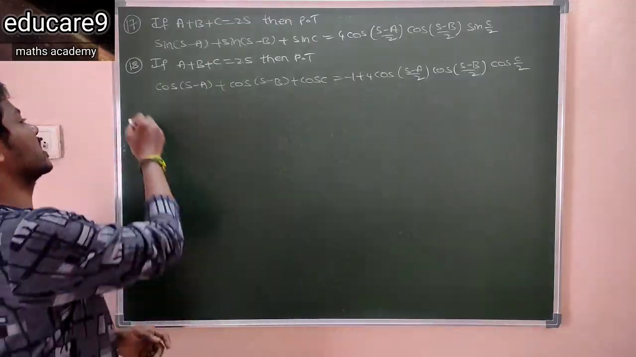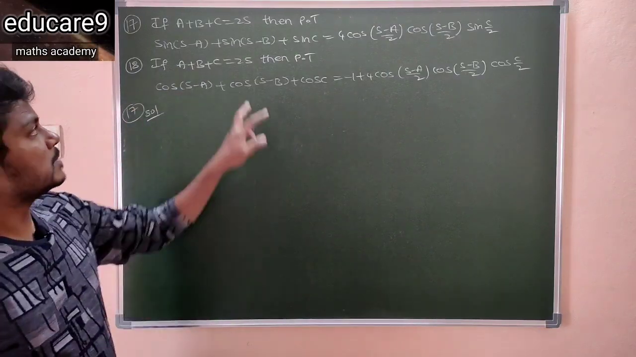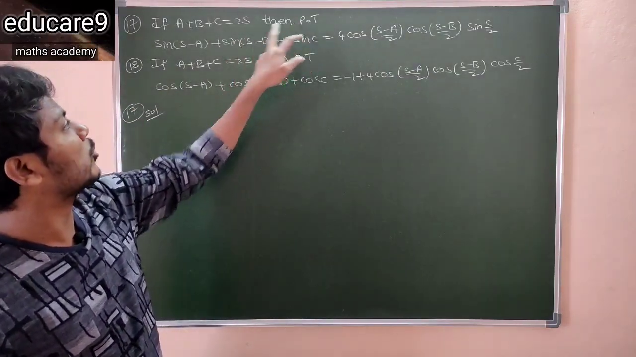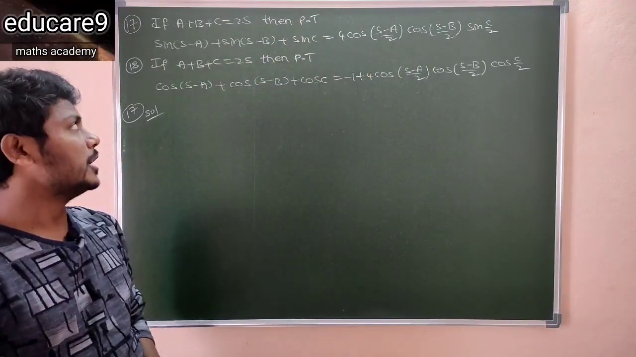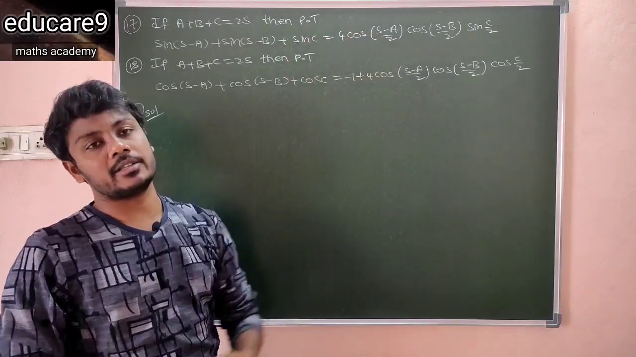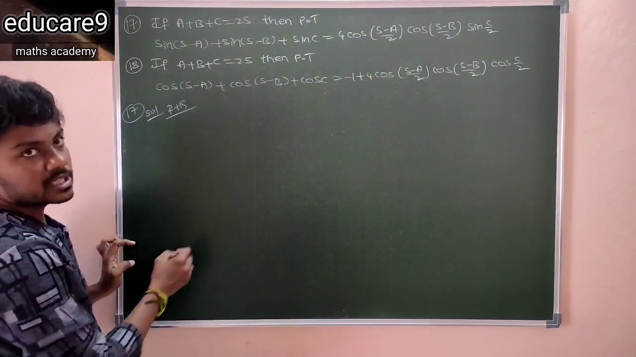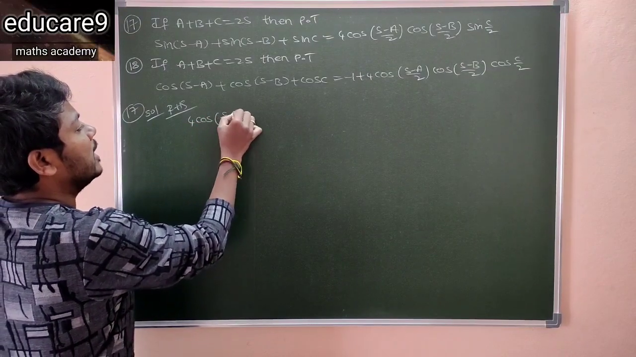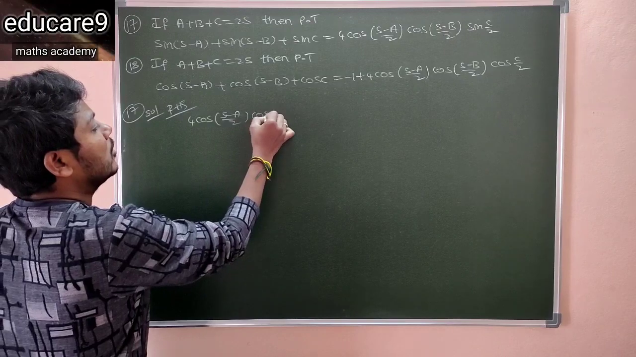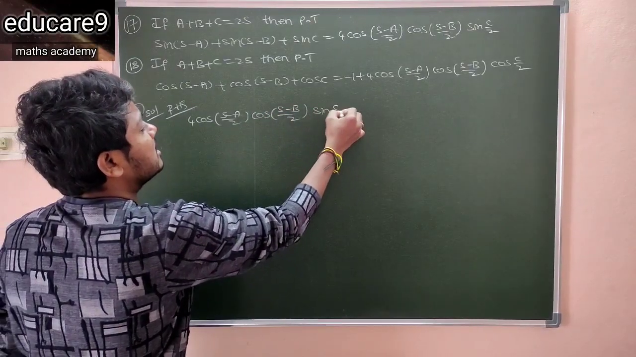So next, see the question number 17 solution. A plus B plus C equals 2S. Then prove that this value is this. Okay. So here we have to consider either LHS or RHS. So here I am considering RHS. What is that? 4 cos of S minus A by 2, cos of S minus B by 2, sin C by 2.